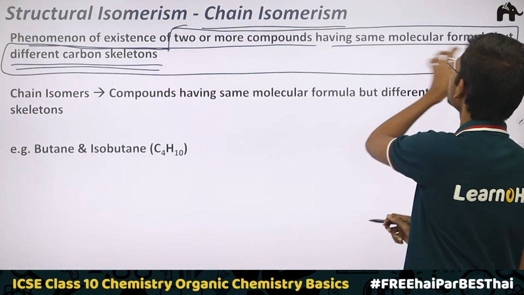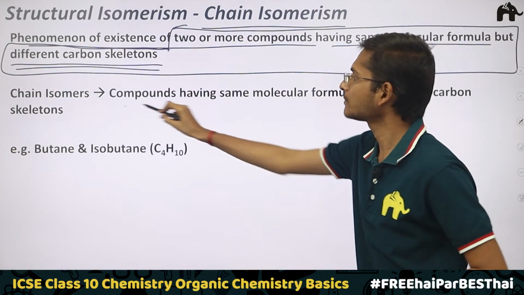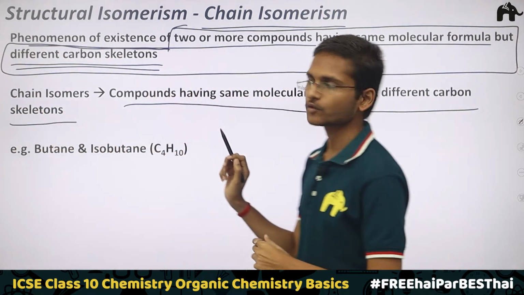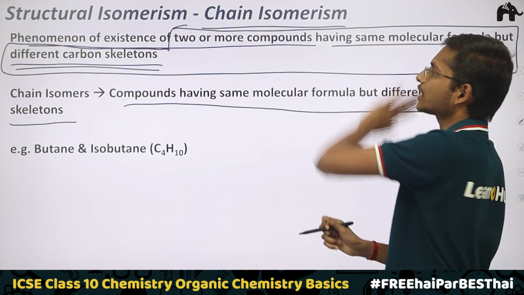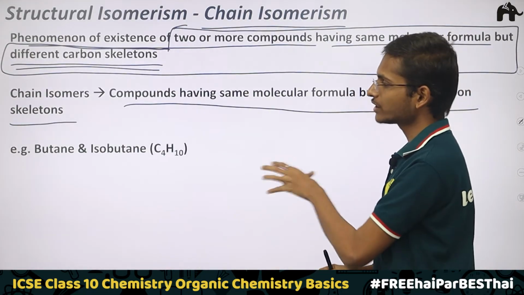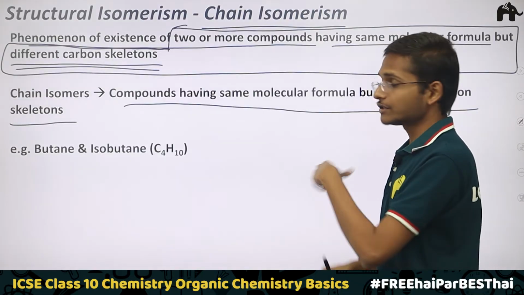Two or more compounds having the same molecular formula but different carbon skeletons. Compounds having the same molecular formula but different carbon skeletons, these are chain isomers. So the phenomenon of existence of chain isomers is chain isomerism. Now, let's see an example, then you would be able to understand. So butane and isobutane, this is the first example which we have already seen.